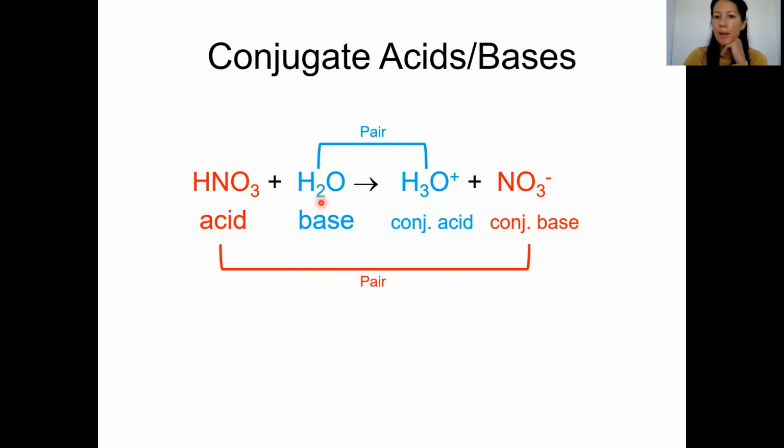If you look from the perspective of water, water is acting as a base in this reaction shown, and he picks up an H plus to become H3O plus. H3O plus is a conjugate acid. It's an acid because it now has an H plus he could give up if you went in the reverse direction, for example. So these are also conjugate acid-base pairs.